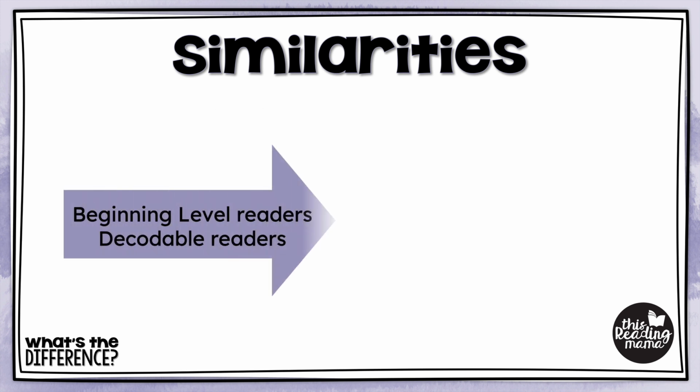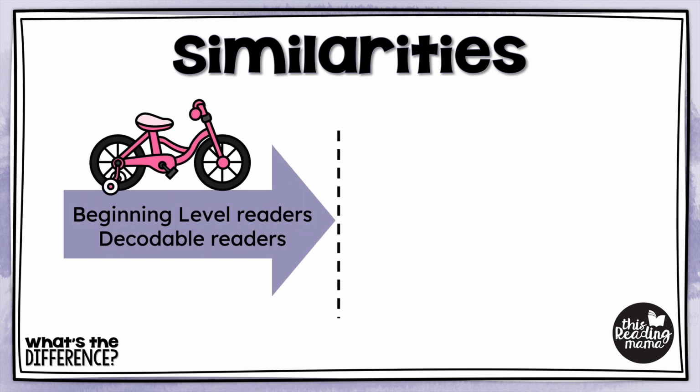So beginning leveled readers and beginning decodable books, they're used temporarily. We don't want to use them forever. I remember the goal when I was teaching balanced literacy was to get those kids into trade books, to get them to actually be reading the words.